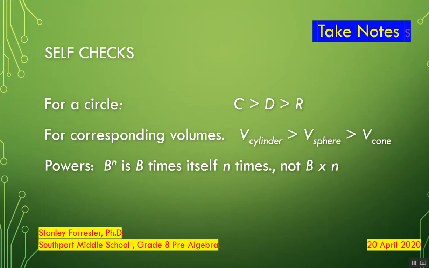Powers. b to the n means some base to the nth power is b times itself n times. What it is not is b times n. Check yourself on that. I still see people doing 3 to the 4th power and telling me they're multiplying the base and the exponent rather than 3 times 3 times 3 times 3. Okay, so let's keep going.